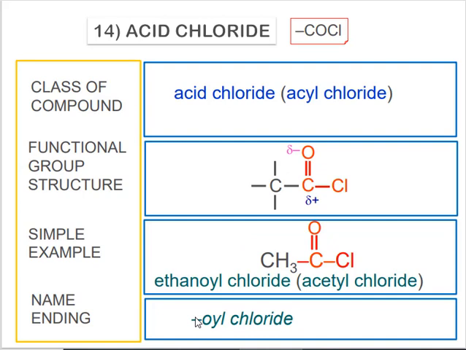Next is acid chloride, or acyl chloride. How do we identify that? Acid chloride is the same as acid. Just to recall, an acid ends with C double bond O OH. For acid chloride, the OH is replaced by Cl, a halogen. As for the naming, it ends with oyl chloride. For example, this acid chloride with 2 carbons is ethanoyl chloride.